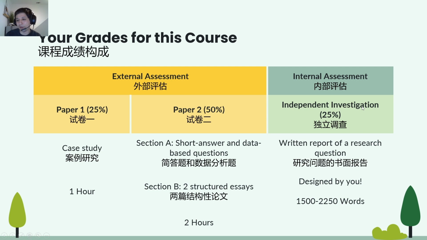And then we see over here in this green color, we have the IA, the internal assessment. This is an independent investigation. It's about 25% of your grade. And this is done by you in your own time, right? You see it's 1,500 to 2,200 words. It's going to be a written report of a research question. Your teacher will probably discuss this in class with you. They are supposed to, at the very least.